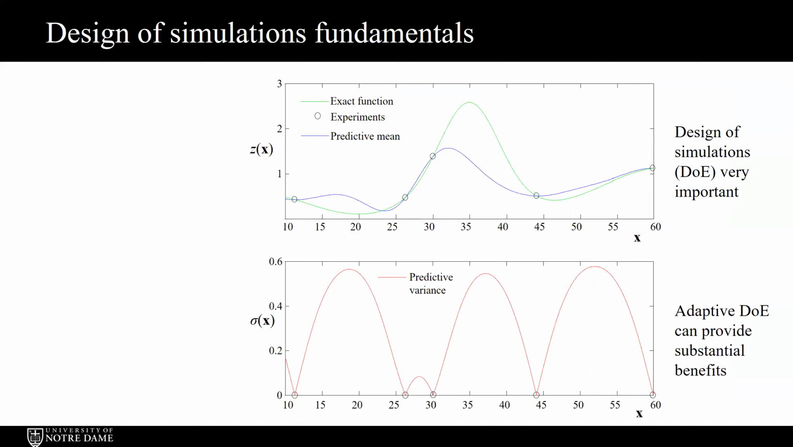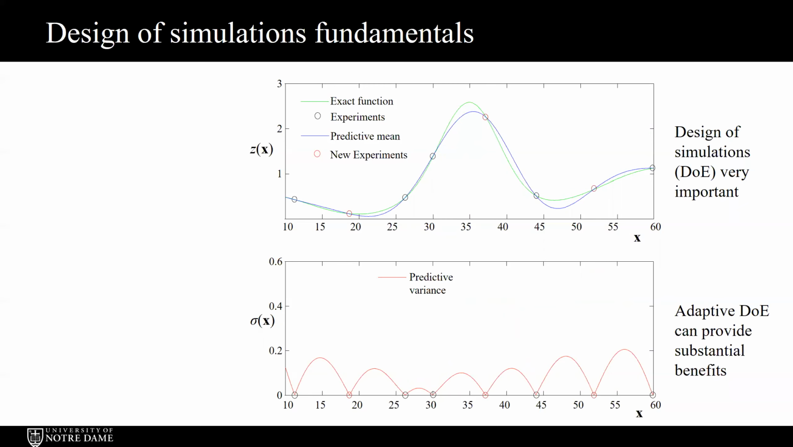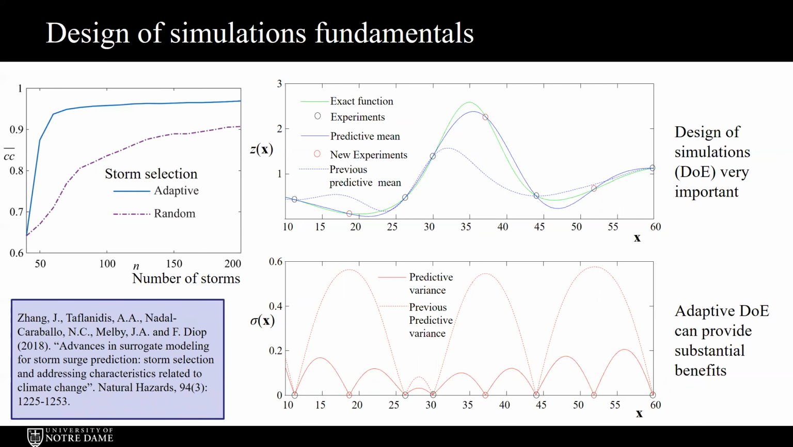And actually, an adaptive design of experiments can provide substantial benefits. What I mean by adaptive here is that we're going to use our current surrogate model and especially its predictive variance to guide us where we should perform the next number of storm simulations. So evidently, if I have 3 simulations, I should put them in the domains where I have high variance for the surrogate model predictions, and immediately you see that after I add these 3 new simulations, I end up with a much better predictive mean, and also the variability in the prediction significantly decreases.